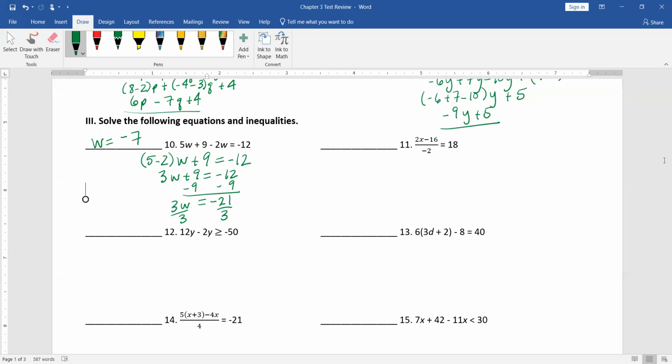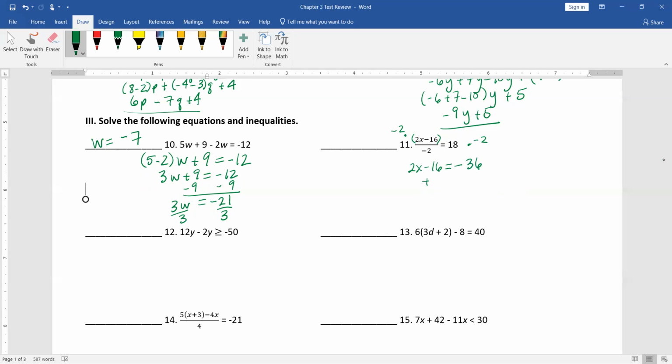All right, let's look at number 11. Now remember, when you have an expression in the numerator, treat that with understood parentheses. When you do reverse order of operations, you're going to do your parentheses after you do any multiplication or division. So in this case, we need to get rid of that negative 2 denominator first. So we multiply both sides by negative 2, and we end up with 2x minus 16 equals 18 times negative 2, which is negative 36.